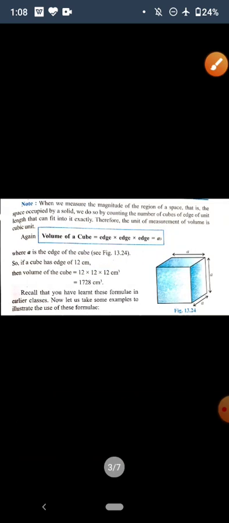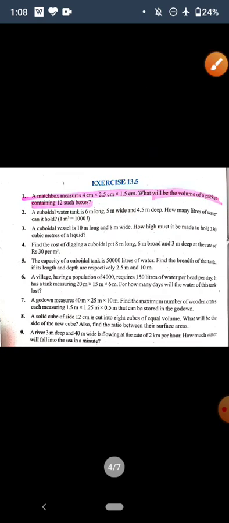Fine. And if you talk about the volume of the cube, then it is a cube. So let's start the exercise.